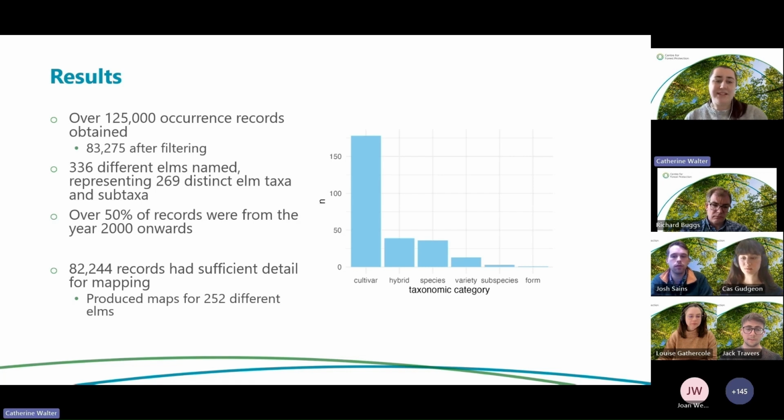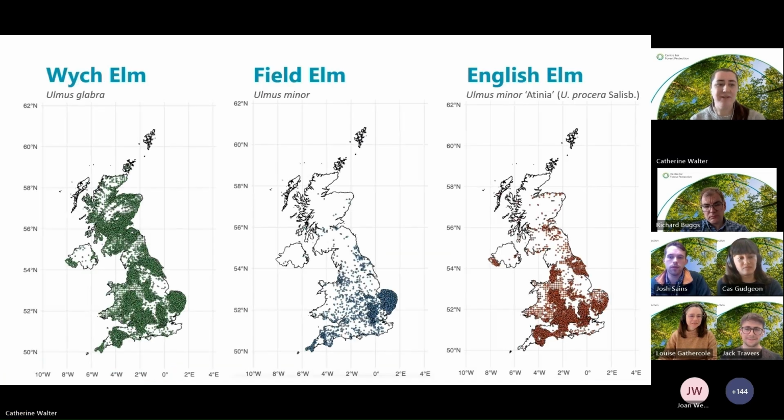Some of these elms didn't have any location information. So in the end, I was able to produce maps for 252 different types of elm. I don't have time to go through all 252, so I'm just going to give a summary of the results. To start with, we have the British elms, and the data agreed with previously described distributions of these different elms, with field elm and English elm more prevalent in the south and southeast England, and wych elm more frequently recorded as you move northwards.